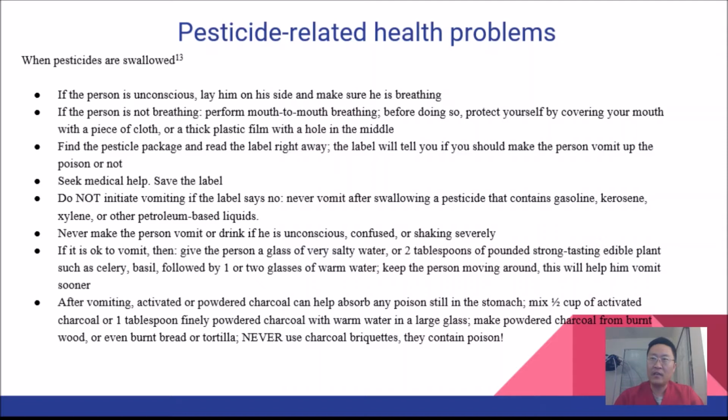You can mix 1/2 cup of activated charcoal or 1 tablespoon finely powdered charcoal with warm water in a large glass. You can make powdered charcoal from burnt wood or even burnt bread or burnt tortilla. You should never use charcoal briquettes because they contain poison. I'm talking about the charcoal that you buy from Walmart to have a grill, grill burger. Don't use those type. Some of the compounds they use are poisonous.